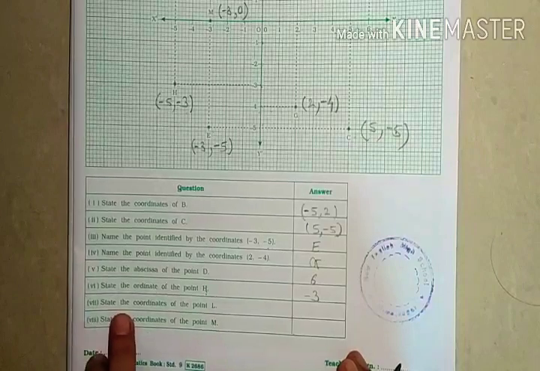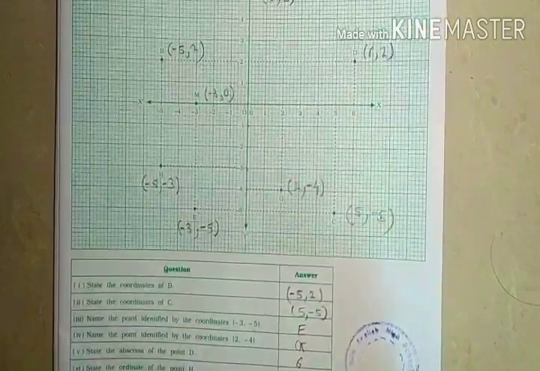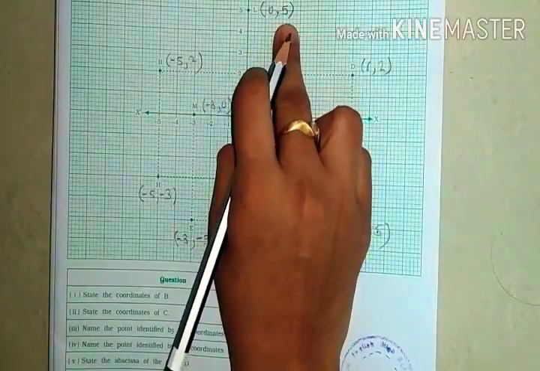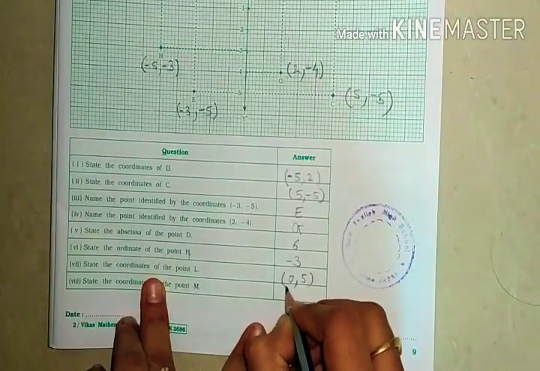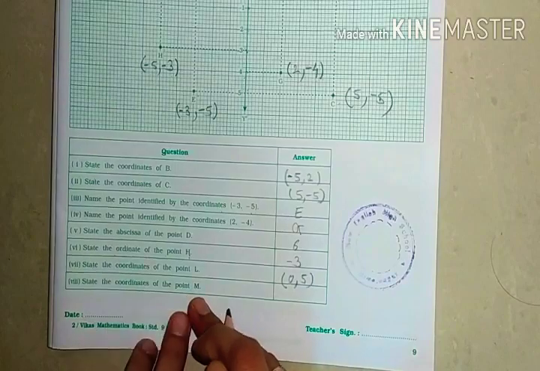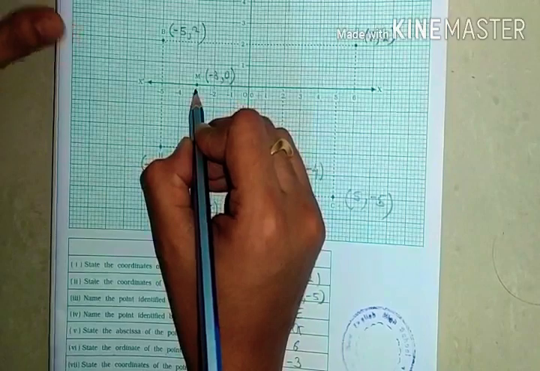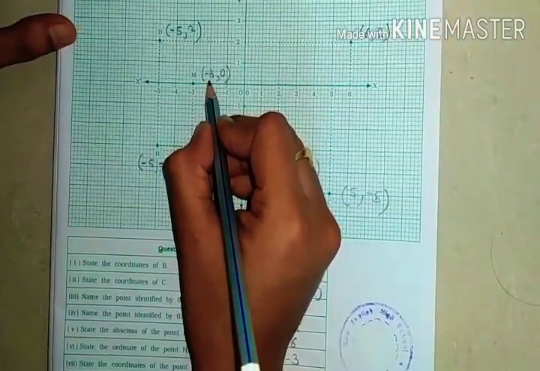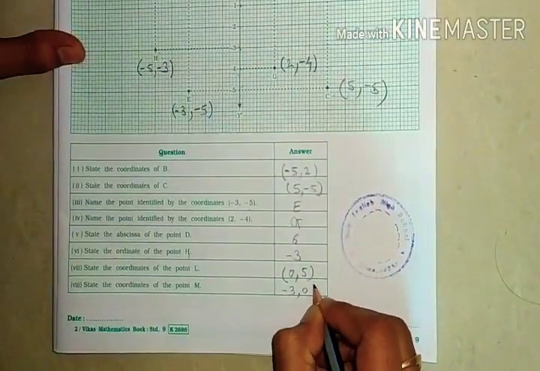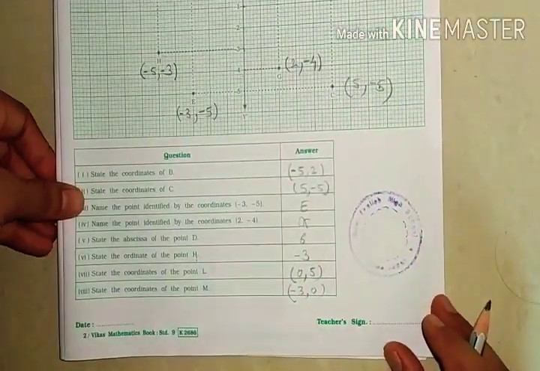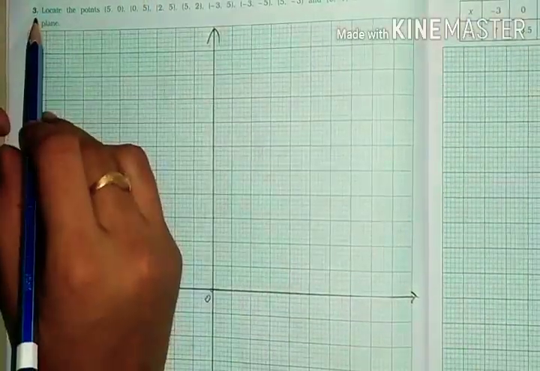Next question is state the coordinates of the point L. The point L coordinate is (0, 5). State the coordinates of the point M. Point M is located on the negative x-axis and its coordinate is equal to (-3, 0). Clear students?